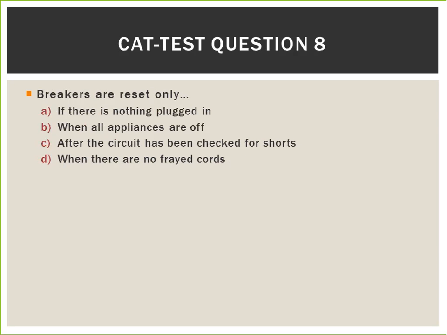CAT test question 8. Breakers are reset only A, if there is nothing plugged in, B, when all appliances are off, C, after the circuit has been checked for shorts, or D, when there are no frayed cords. Answer C is the best answer here.